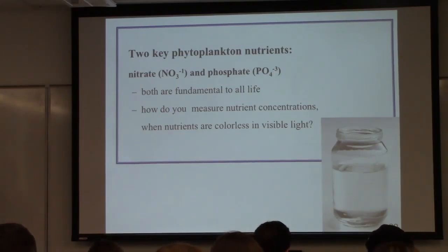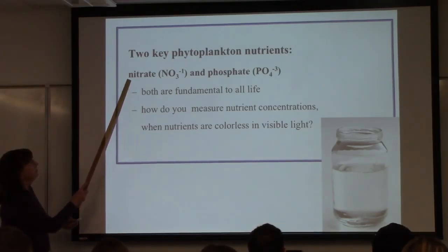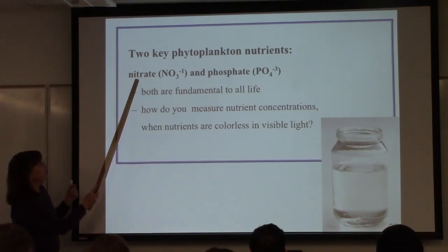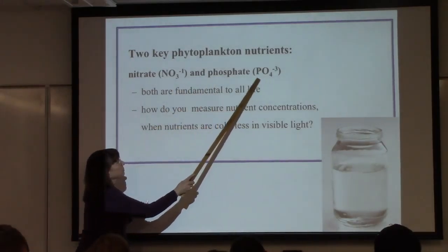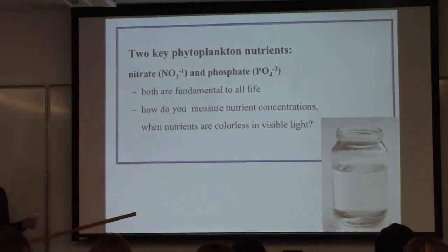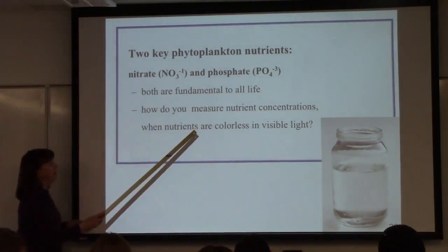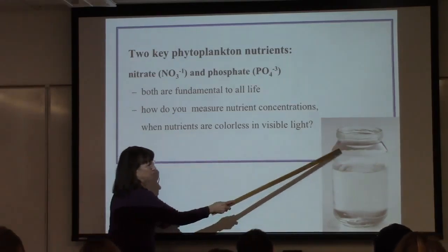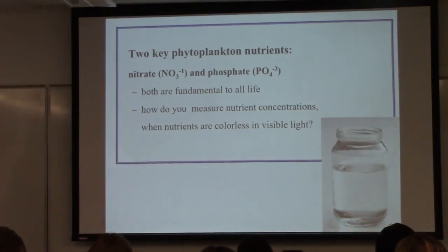So, phytoplankton nutrients. Back about 4 slides ago, we talked about 2 potentially limiting nutrients in the ocean. That's nitrate and phosphate. And both are fundamental to life. And in the lab, we're going to measure phosphate concentration. And the question for you is, I was going to bring in a jar of water, but I think this will do. They're colorless. So how do we measure them with a spectrophotometer? That's the question.